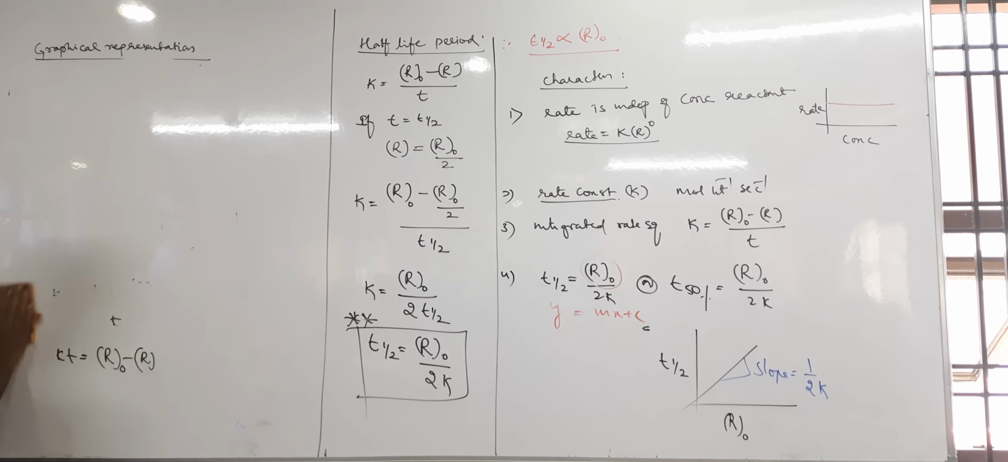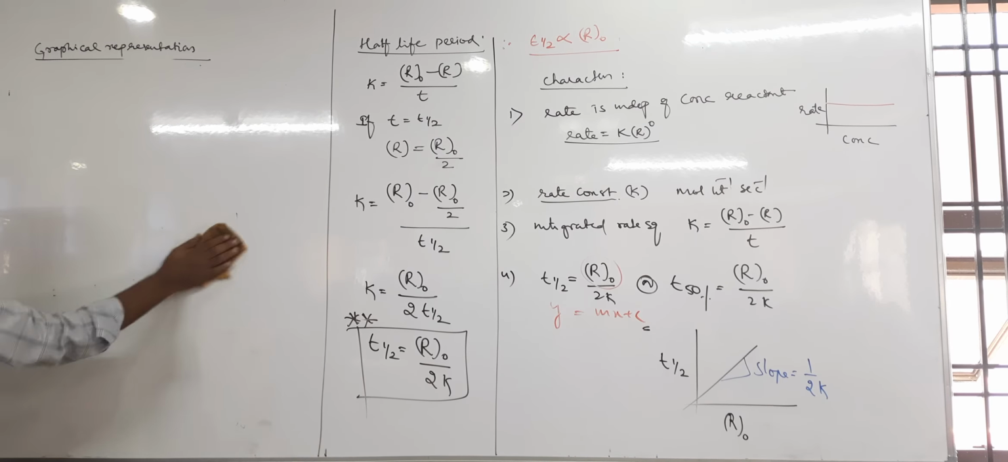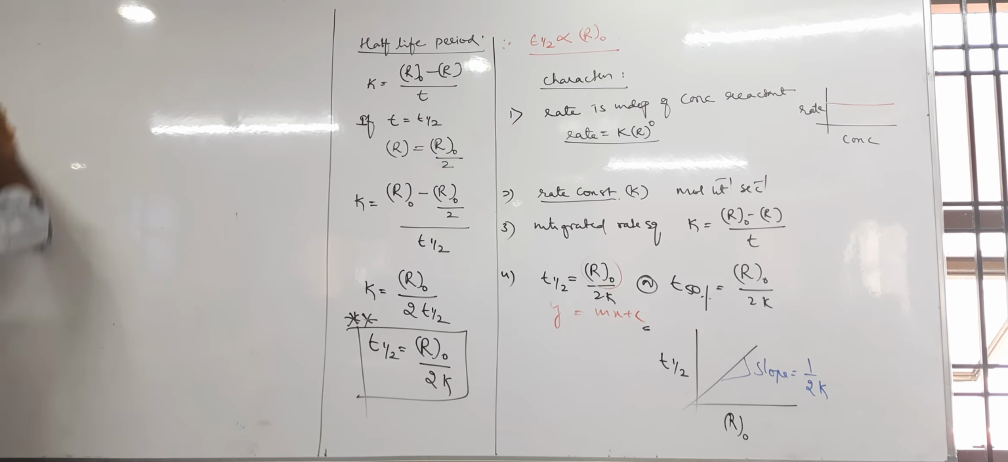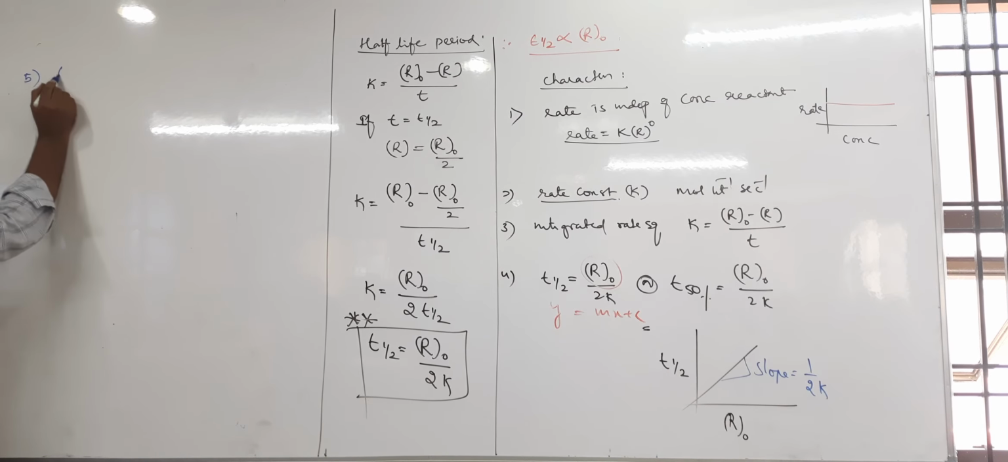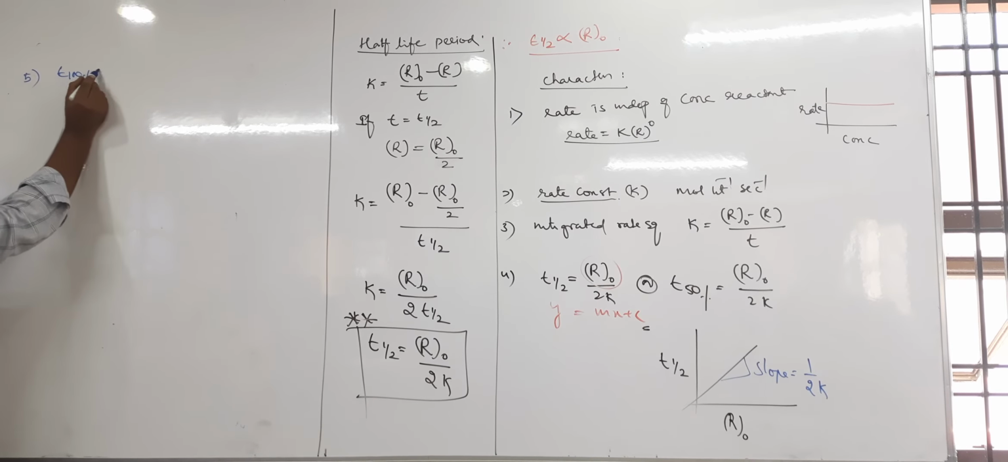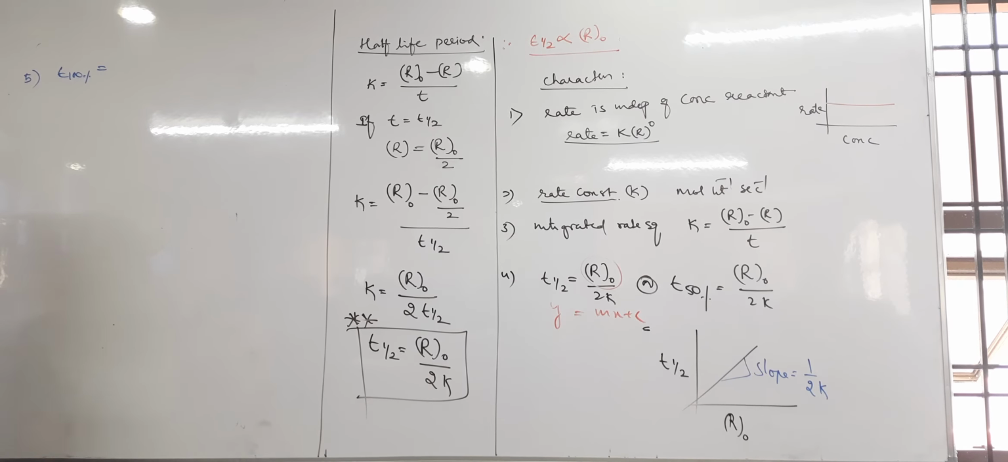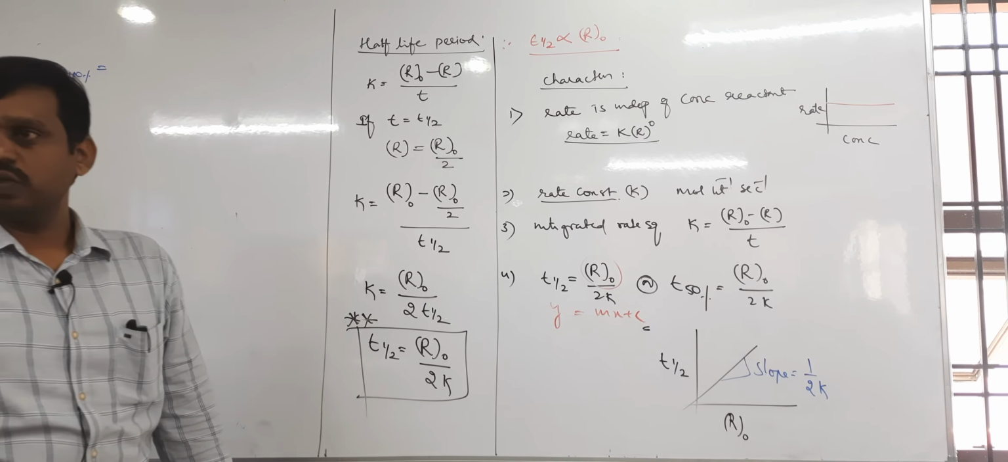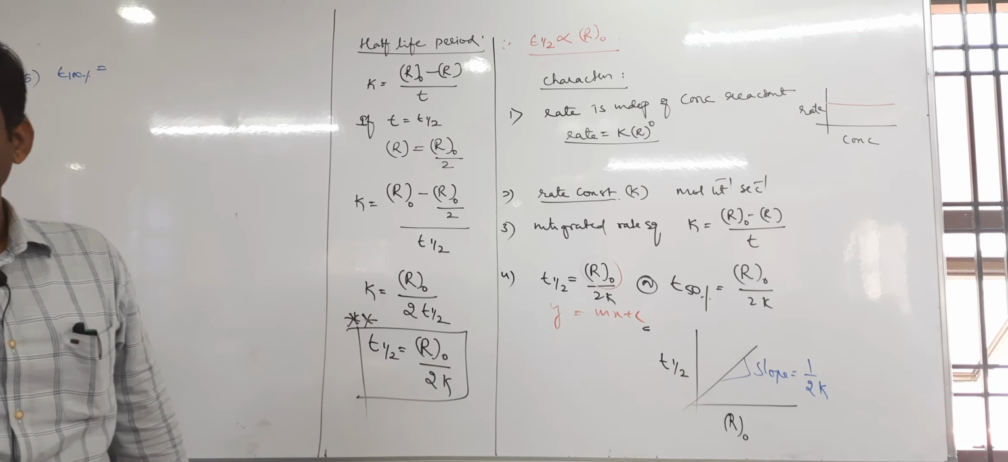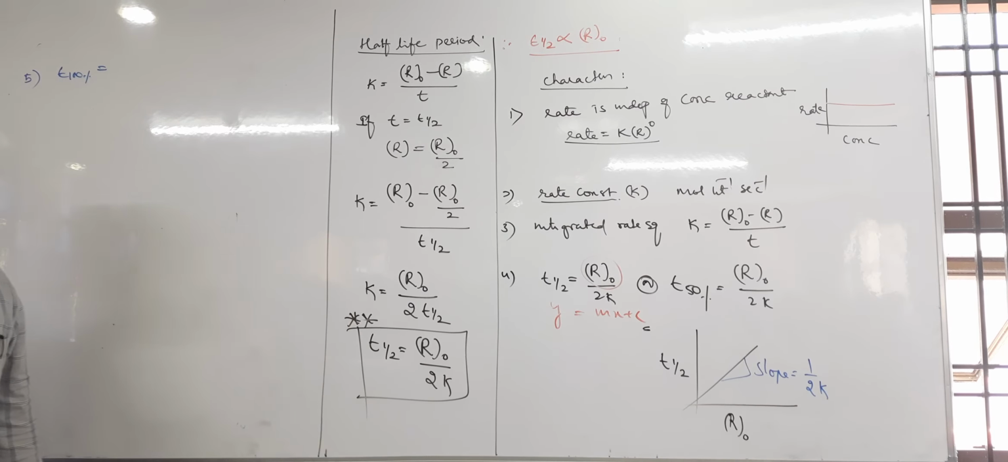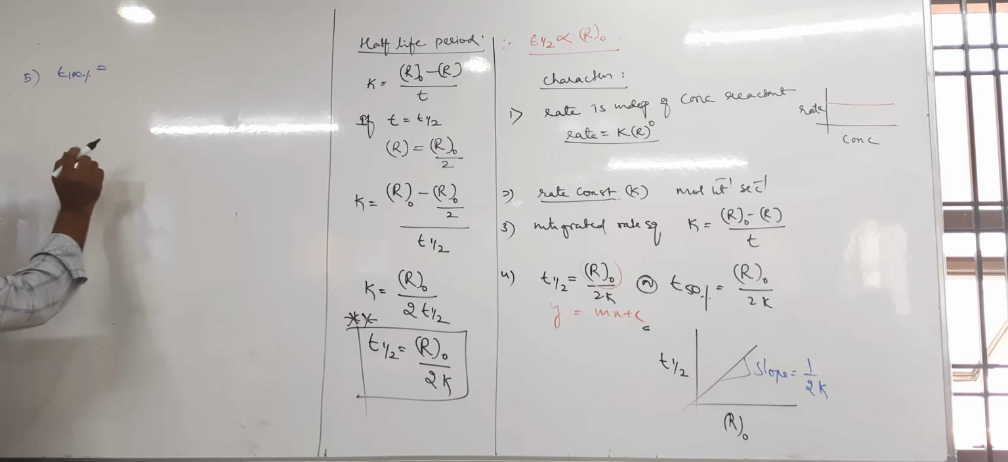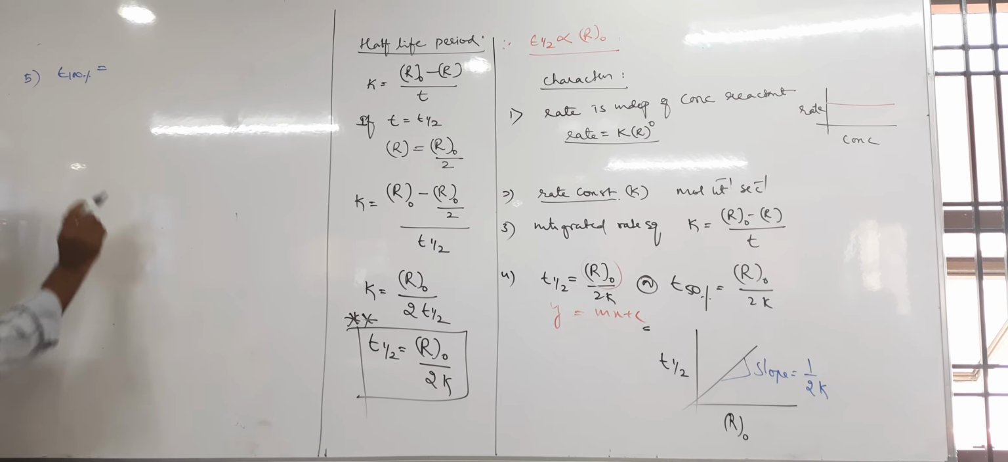That is T half of a zero order reaction, not T50. Next, I want T100. Fifth point is T100%. What is the meaning of T100? The time taken to complete the zero order reaction. So what is the time taken to complete the zero order reaction? That is, T100 equals the time taken to complete the zero order reaction.